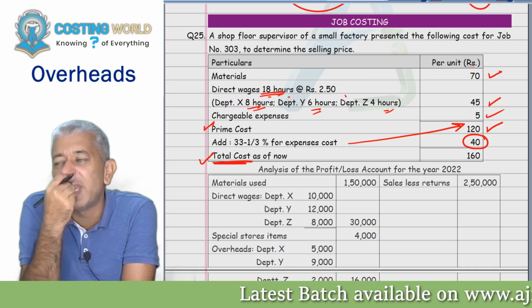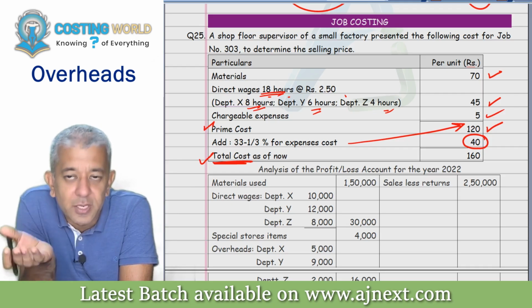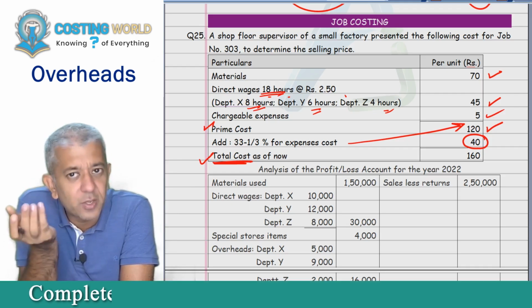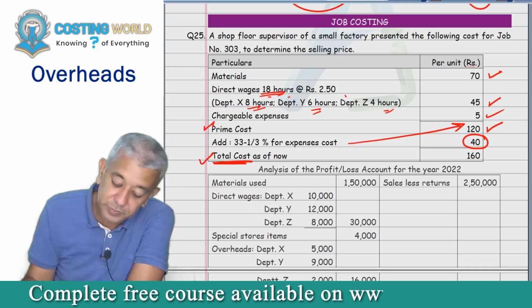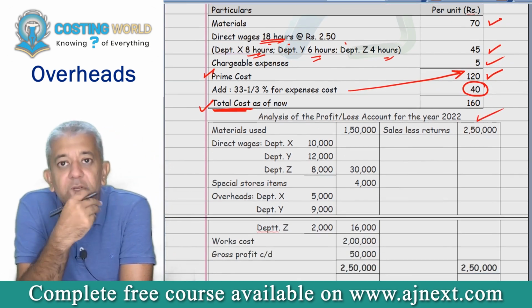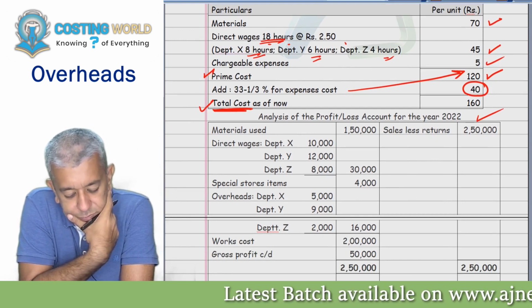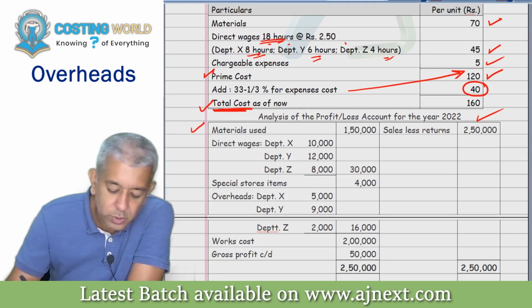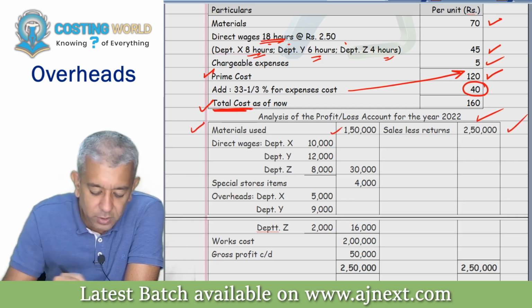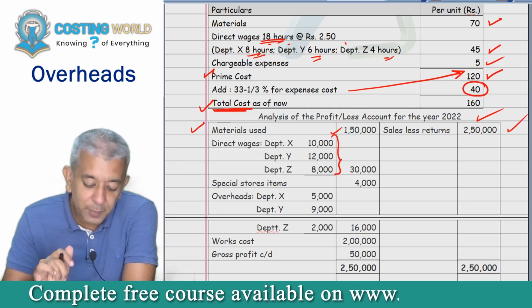So you will add something like factory overheads. You will add something like administration. You will add something like S&D. You will be adding those particular things further. Analysis of P&L account for the year 2022 are as follows. Materials used 1,50,000, sales less return 2,50,000. Direct wages of the three departments.